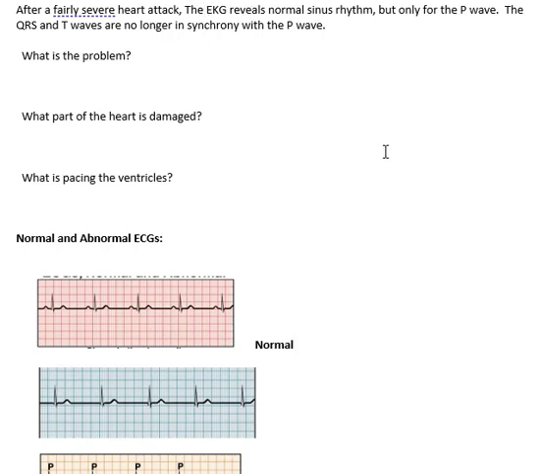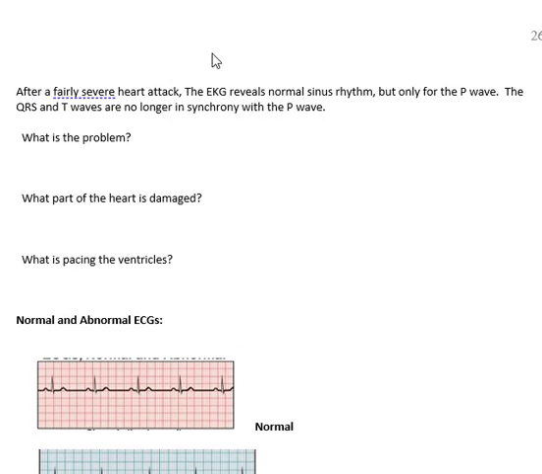So, and it's funny, you can tell the person who wrote this lab manual switched over to EKG by mistake, and you'll hear me saying EKG. But anyway, it is a normal rhythm, but only for the P wave. And the QRS and the T waves are no longer in synchrony with the P wave. Okay, so I've got the P going on, but the QRS is no longer beating with the P wave.